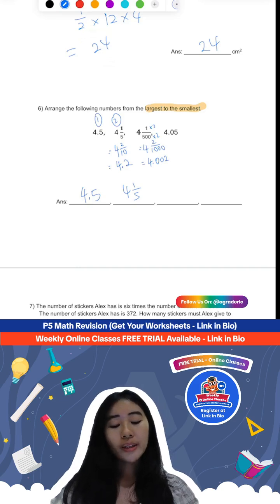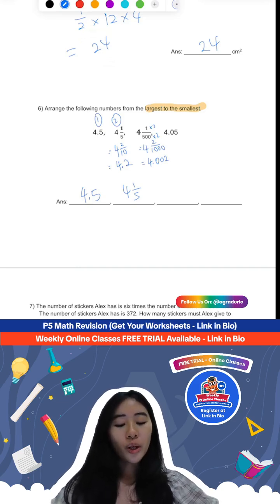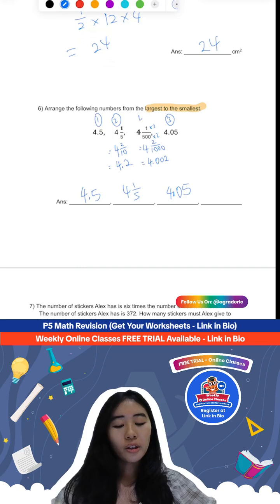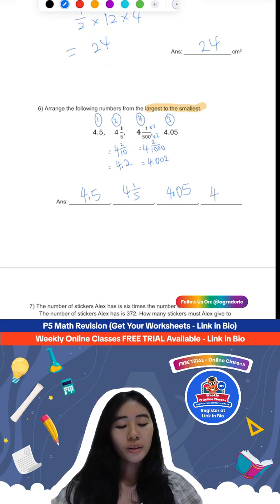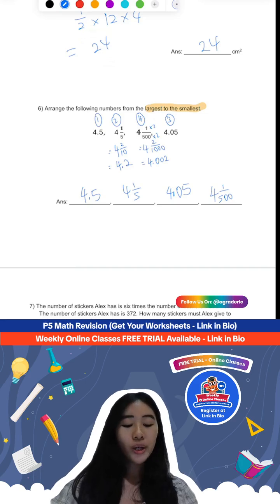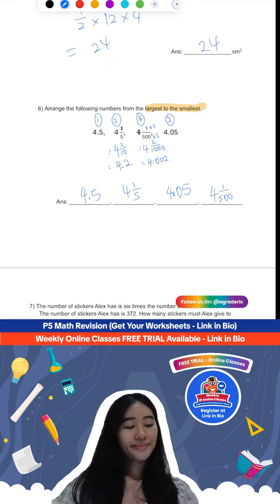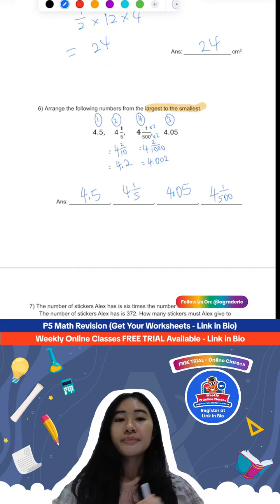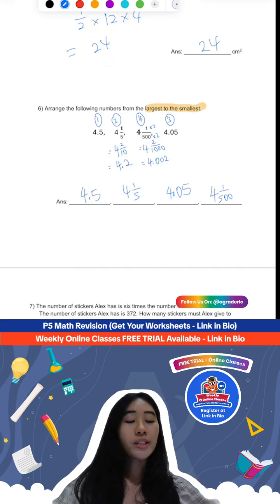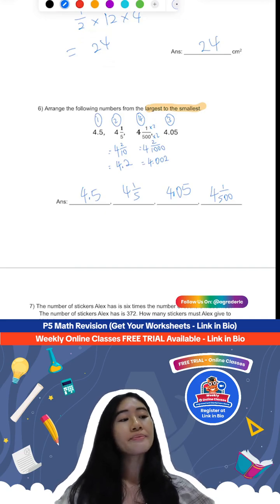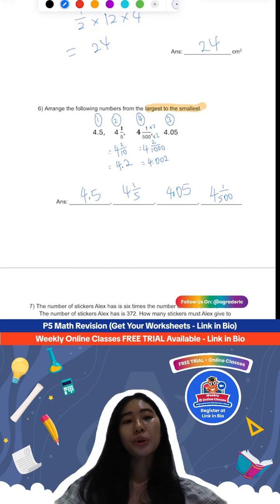Right, so anyway, that is the second one. Your third one should be 4.05. And then finally, your smallest one is 4, 1 over 500. Again, use the original form. Okay, so that will be your answer for this question. So again, I will suggest you change it to decimal. Decimal is easier to compare which one is bigger, which one is smaller. Fraction is a little bit harder to compare.